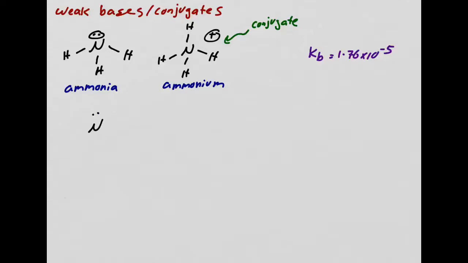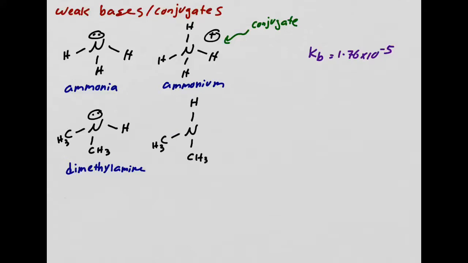Okay, let's do one more base. This is a base you probably haven't seen before. Here's my base. What we call this one is dimethylamine. Dimethylamine is a base because it has a lone pair, right? It's going to grab a hydrogen. If it grabs a hydrogen, there's going to be a hydrogen here, and the rest remains the same. And again, dimethylamine is a weak base, so I'm going to have a Kb for this. The Kb is 5.9 times 10 to the minus 4.